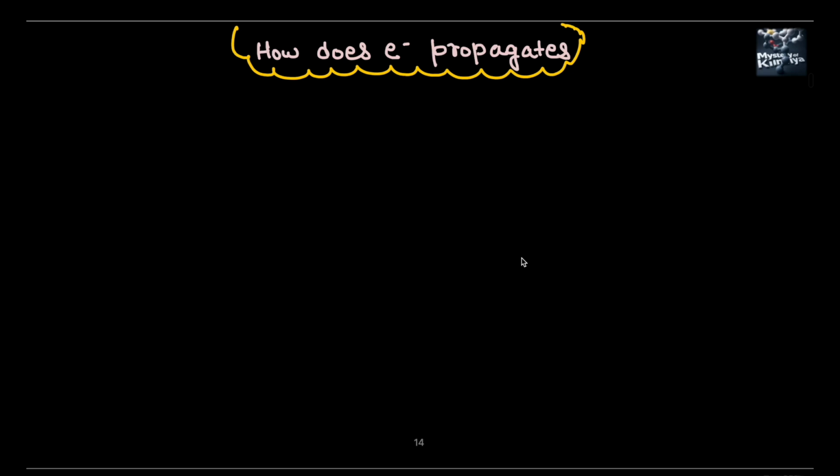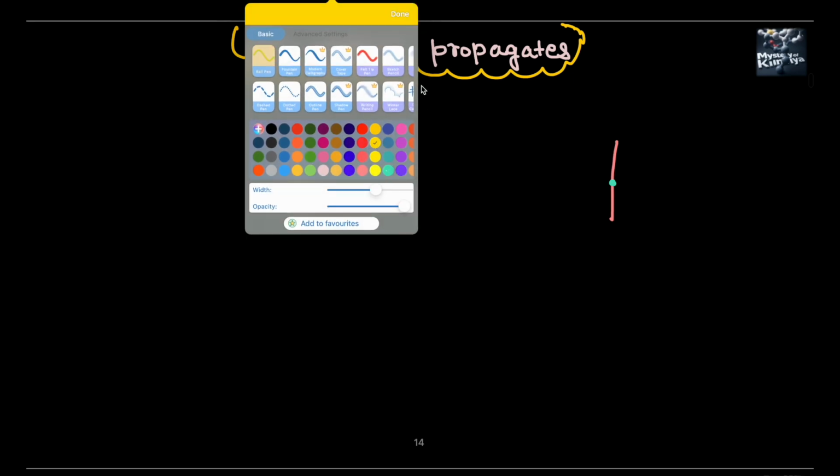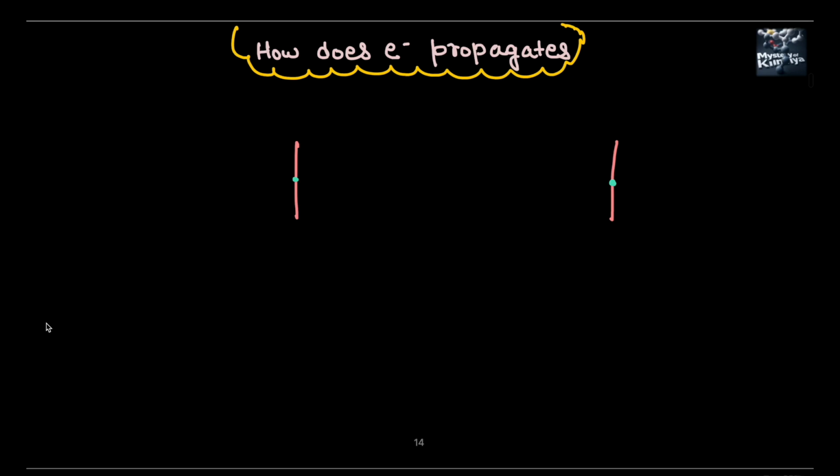To start, we can look at how an electron propagates. Suppose we have a starting point and a final point. The starting point is this and the final point is this. How could an electron go from here and reach there? Basically, it can follow all the possible paths. Electron propagates through all possible paths.